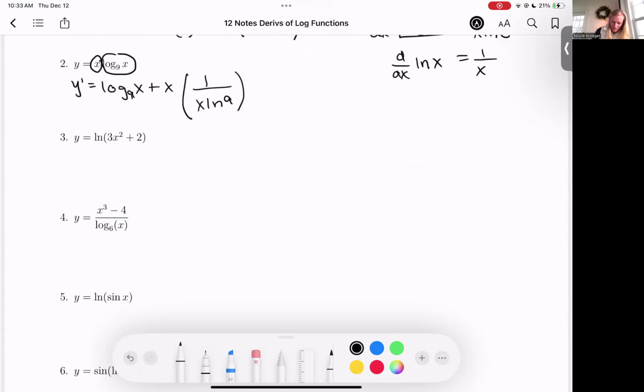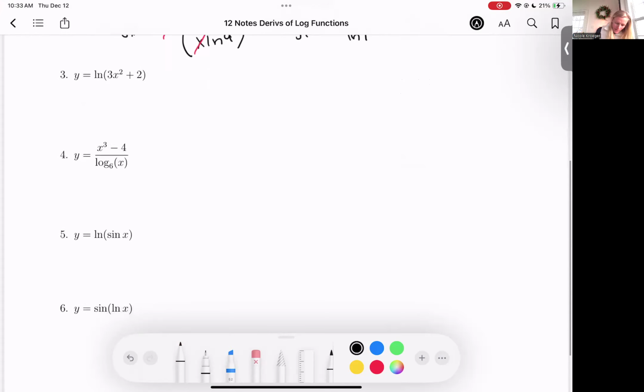Sometimes these will cancel out nicely. And so let's just go ahead and simplify things. The x's cancel out here. So we could write this as log base 9 of x plus 1 over ln of 9. Remembering ln of 9 is not the same thing as log base 9 of x. Those are not the same thing.